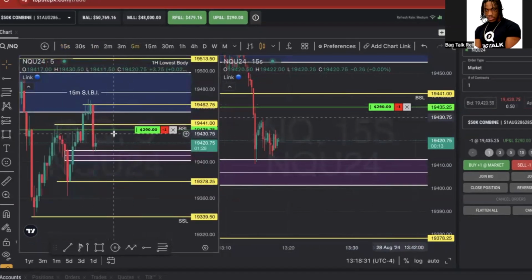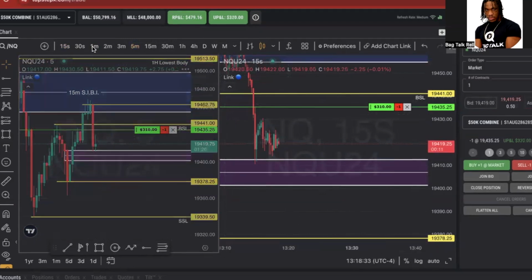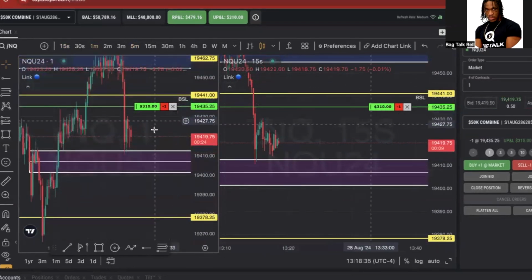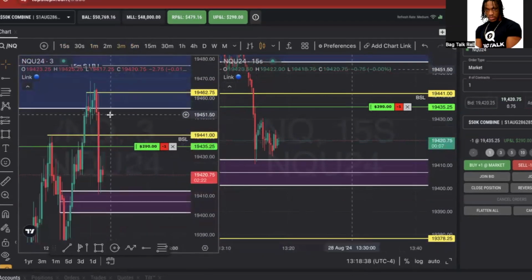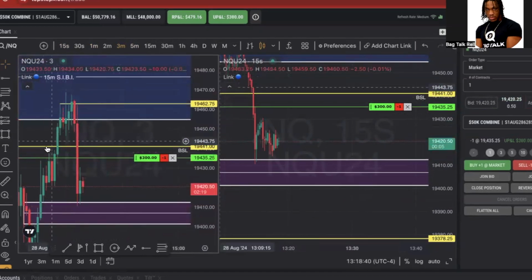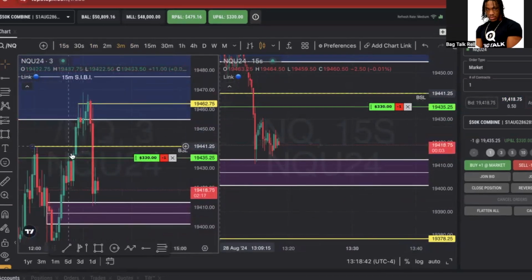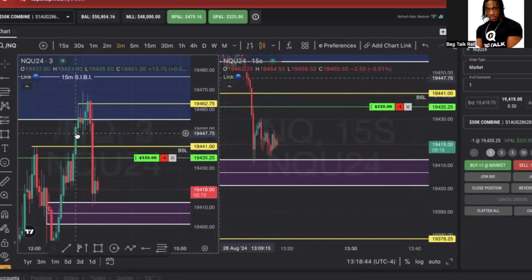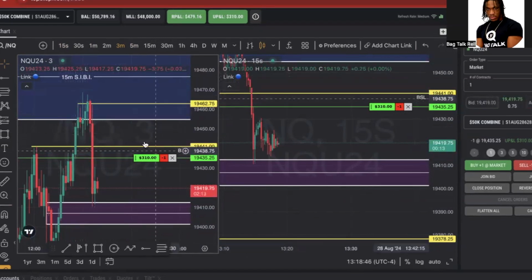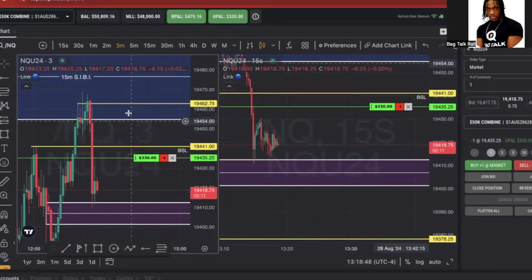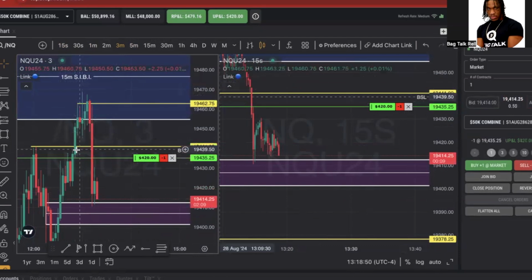So what I was looking for out of this 15-minute SIBI is not only invalidating that 3-minute BISI I had, right? I had a 3-minute BISI right here. I wanted to see us invalidate that because this is a very, very important BISI. If we were bullish, we would have absolutely used this to go higher. So that's one thing that told me that we're bearish right now. So I got an invalidation of a bullish tool.